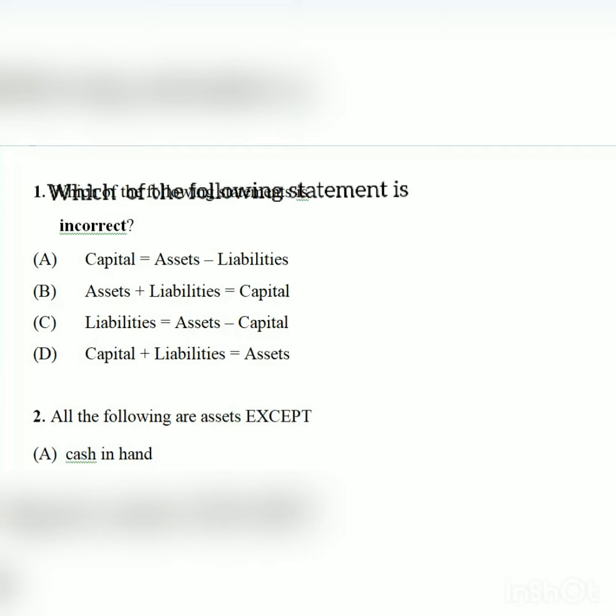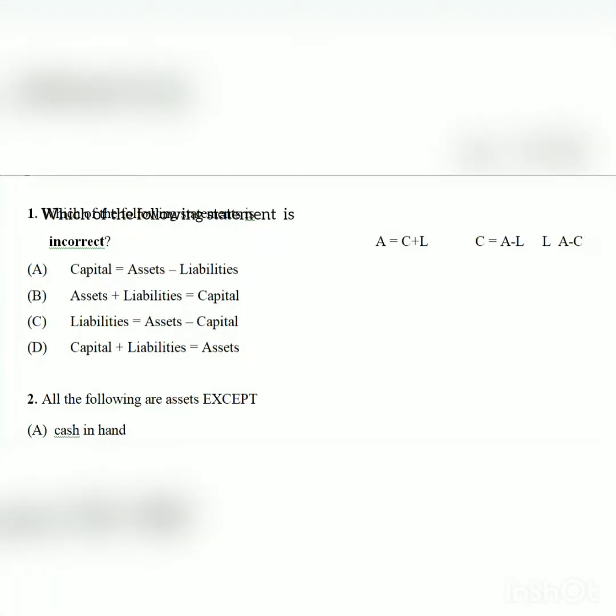Now, we remember the accounting equation, which states that assets is equal to capital plus liability. Okay, so the accounting equation would tell us, as I have it here, assets is equal to capital plus liability. If we want to find capital, then we transpose, and it now becomes capital is equal to assets minus liabilities. If we want to find liabilities, it is assets minus capital.